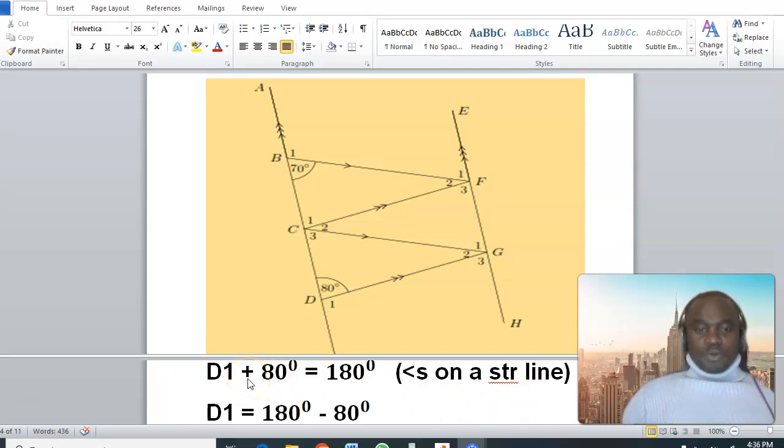Then if I transpose this plus 80, it's going to be minus 80. So we are going to have 180 degrees minus 80 degrees.